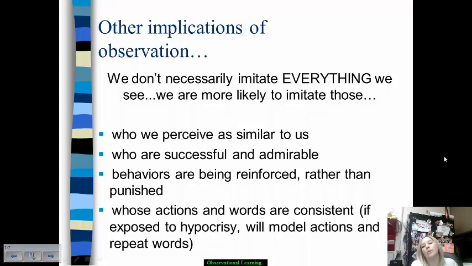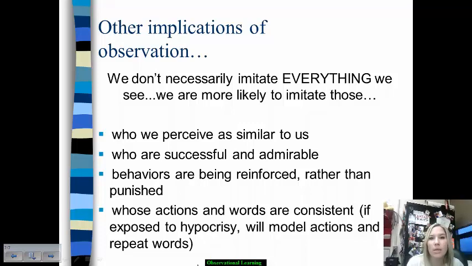Behaviors that are being reinforced rather than punished are also going to be mimicked. If you know you're going to get in trouble for a behavior, and if you were to fall in line with an older brother or an older sister who broke curfew, and you knew a punishment would be attached to it, you're not as likely to act on that learned behavior because you know that there's going to be a negative consequence attached to it. But if you know at the end of the day you're going to be rewarded for a behavior and that it'll be reinforced, you'll be much more likely to follow in on it.